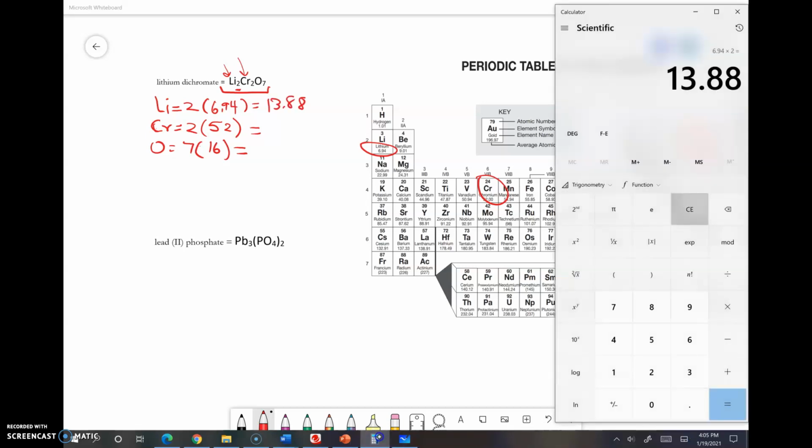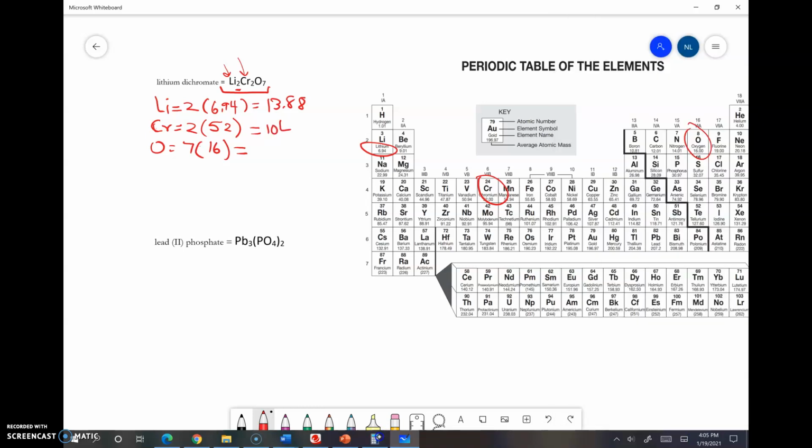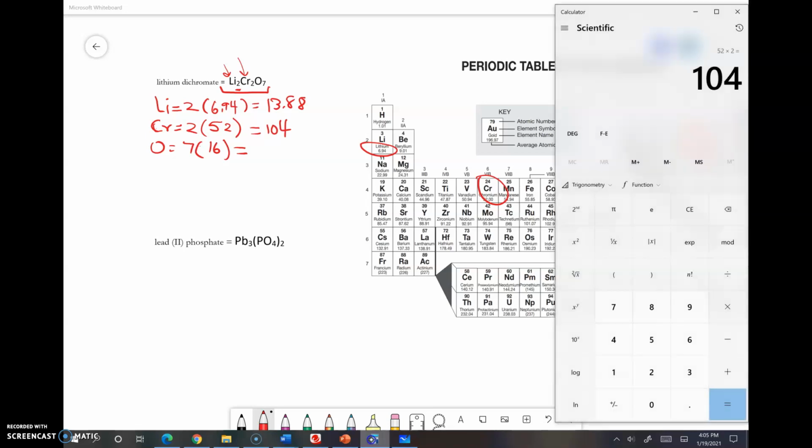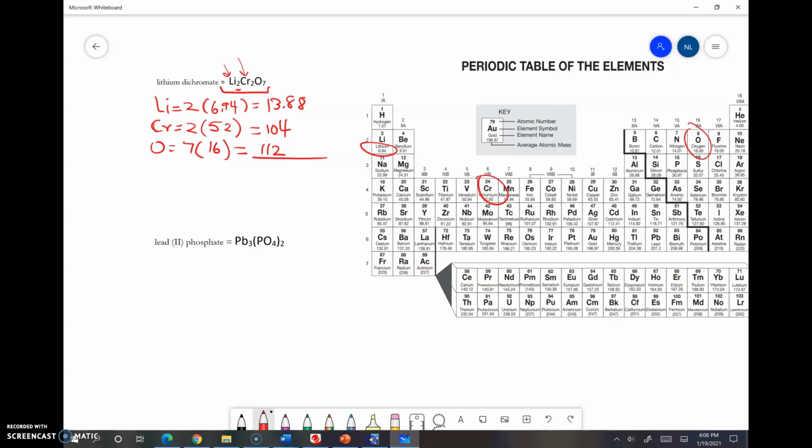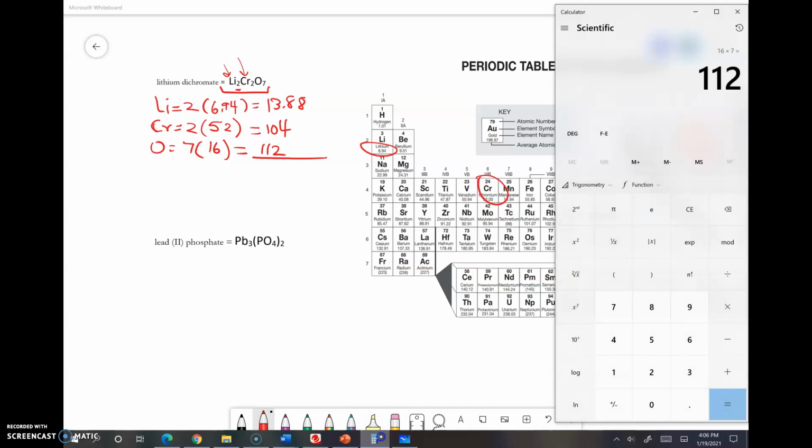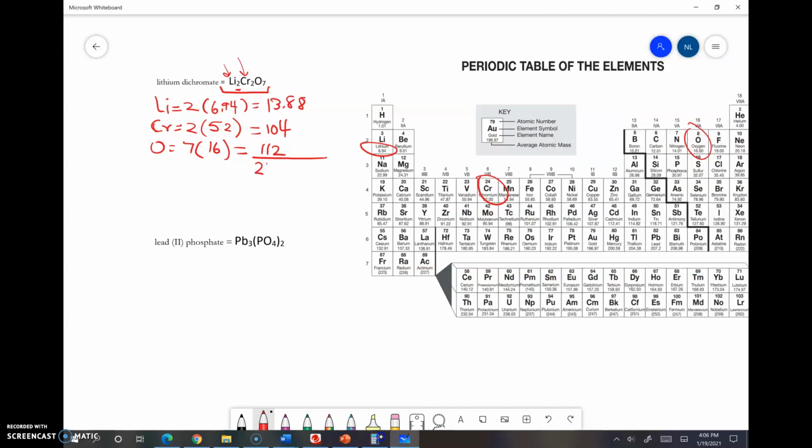Keep doing these. You don't need to wait for me. If you want to go ahead and practice this yourself, 104. You can pause the video and do this yourself. Okay, 16 times 7, 112. Then you add these up. My 112 is already in the calculator, so I'm just going to do 104 plus 13.88. And my molar mass is 229.88 grams per mole. All right, that's the molar mass.